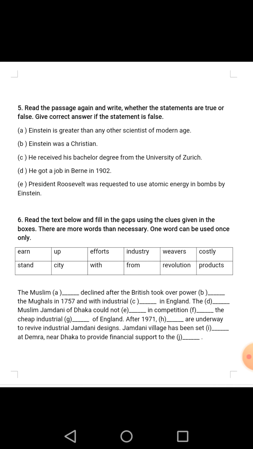are up, efforts, industry, weavers, costly, stand, city, with, from, revolution, products. Everyone go through the text and try to find out the answer.